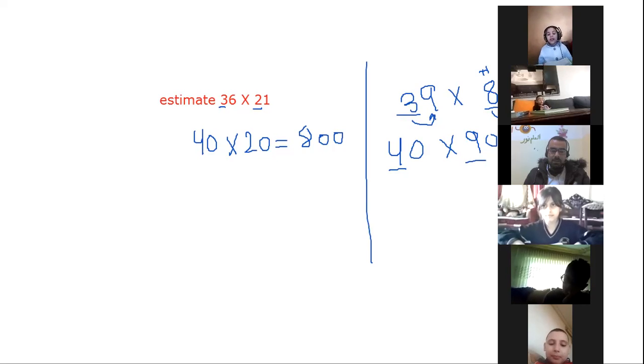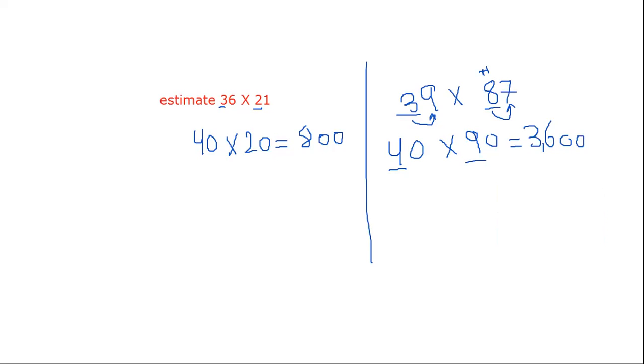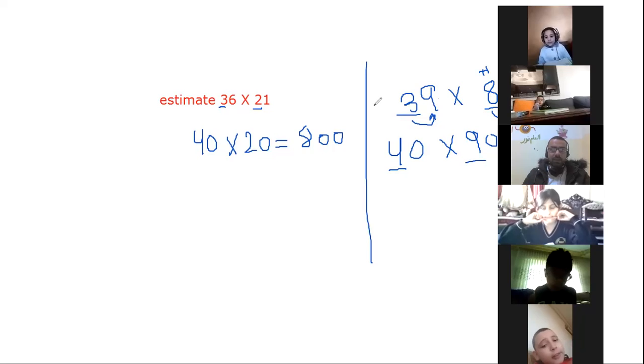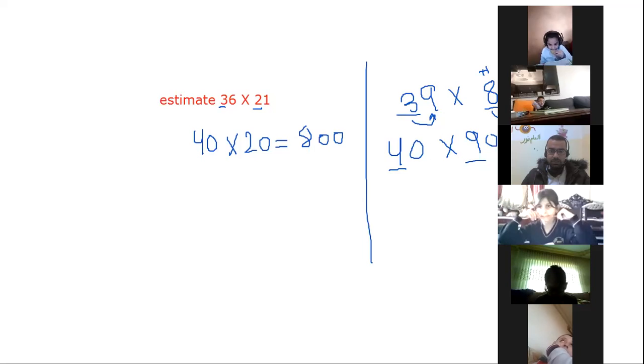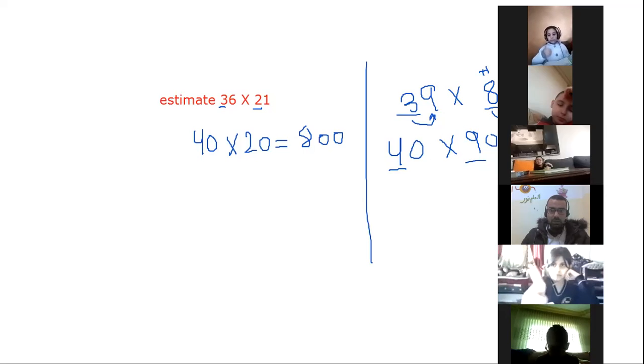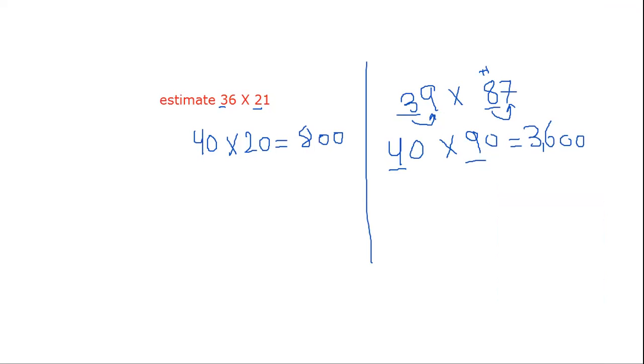Teacher, but from where do you bring the 40 and the 90? We round. We're rounding here. Look. So 39 becomes 40 by rounding, and 87 becomes 90 by rounding. So we need to round. Yes, for estimation at first you need to round, then multiply. Okay. Do all of you understand this? Everyone understands this? Great. So that's the second lesson.